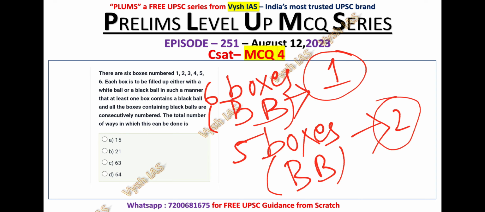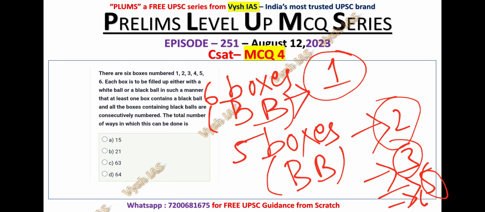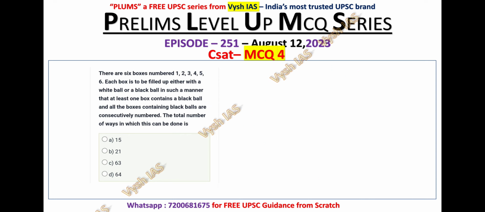And the total ways in which 4 boxes will have black balls is 3 ways. The third case is 3 ways. And the fourth case where 2 boxes will have black balls is 5 ways. And the total ways in which only 1 box will have black balls is 6 ways. So how these ways are counted, I'll tell you now.